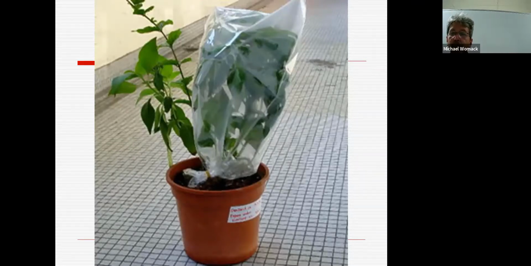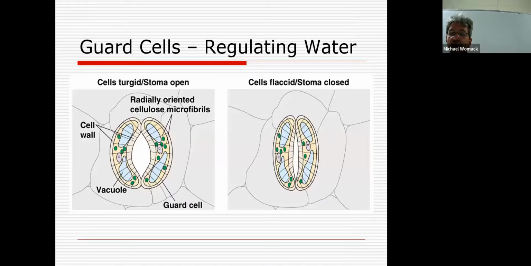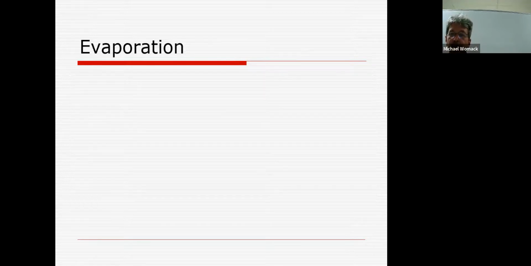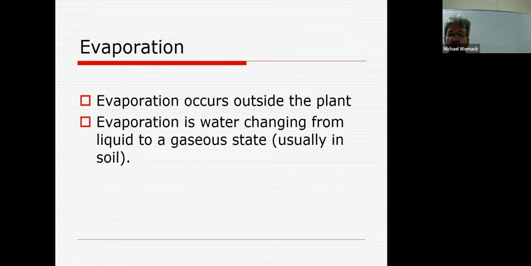Transpiration happens because of the guard cells. Remember, that's the bottom side of the leaf. It lets water that's evaporated through the leaf escape out of the bottom of the leaf. And evaporation is the same thing, but it happens really outside the plant. Could be on the leaf surface, on the soil surface, and it's just changing from a liquid to a gas. Okay? That gets us through evaporation and transpiration.